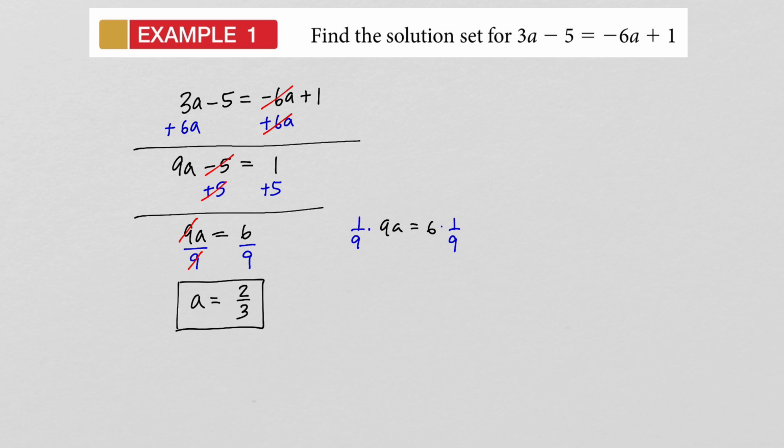So the solution is a equals 2/3, and if you do that as a solution set, you would just put the number 2/3 in these curly brackets that you see here. Now, I'm perfectly fine if you just write a equals 2/3, but sometimes you'll actually have to put the numbers into a solution set notation.